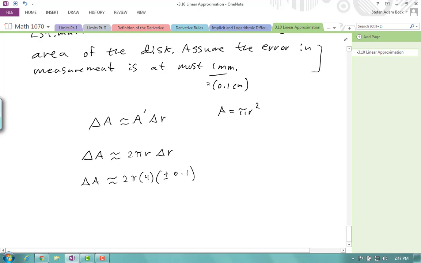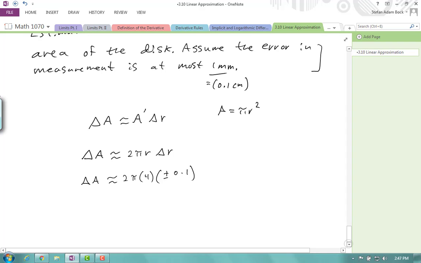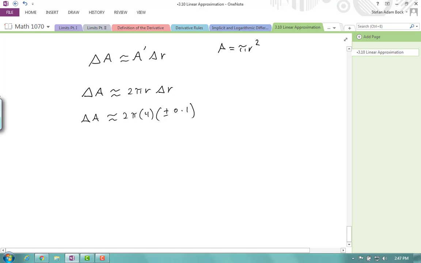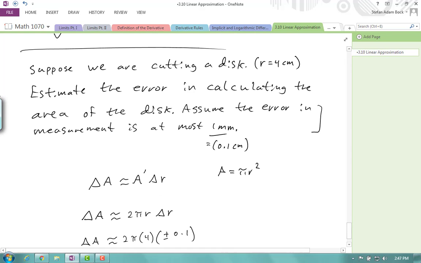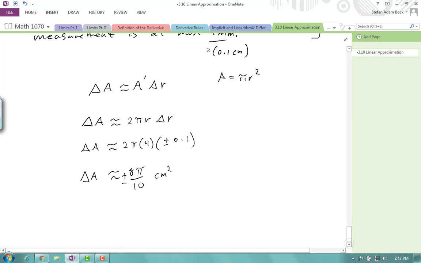And the reason I have a plus or a minus is because I gave a number for the absolute error in my measurement, which could be above or below my intended target, which means the error in my area is approximated by 8 pi divided by 10, plus or minus, and those units are square centimeters. Let me reread the question. It just says estimate the error, so I'm technically done.